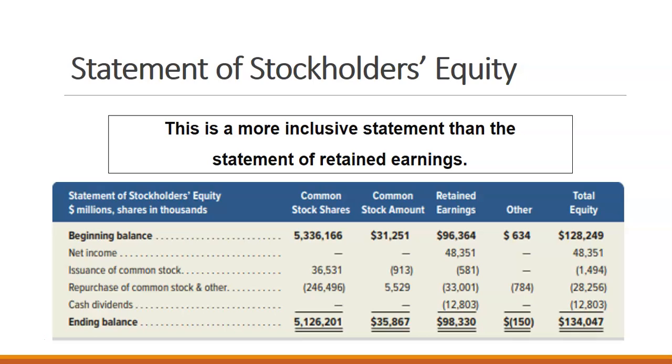So when we look at a statement of stockholders' equity, we look at what changes have happened to our stockholders' equity section. So we've paid cash dividends, we have our net income that went into retained earnings, we issued stock, and we repurchased stock in treasury stock.